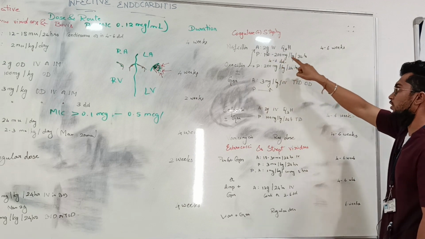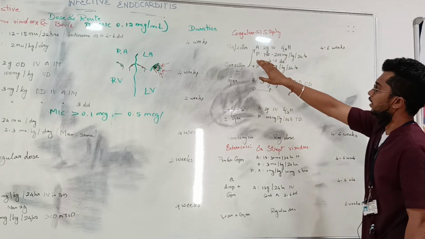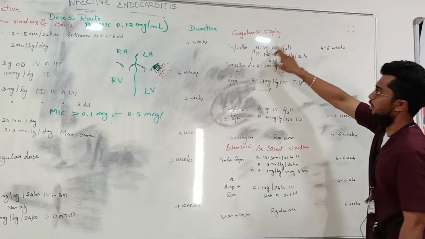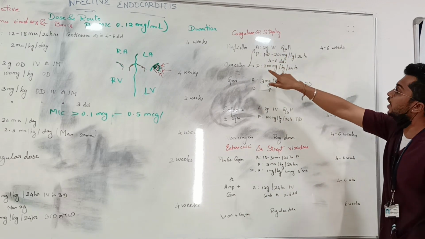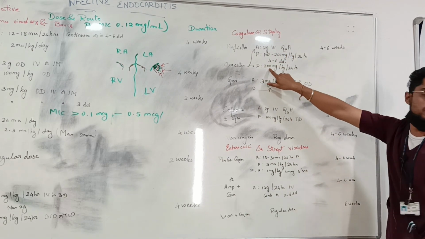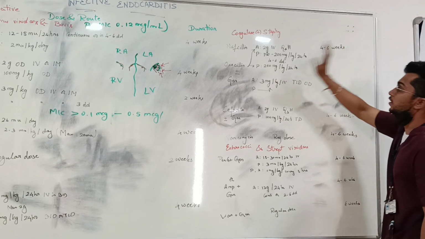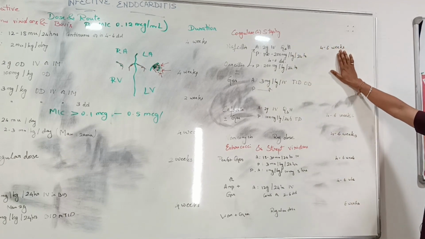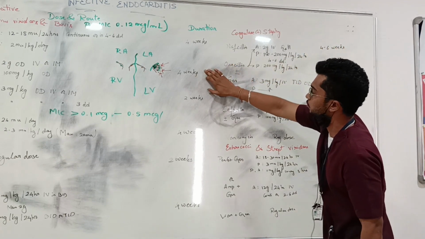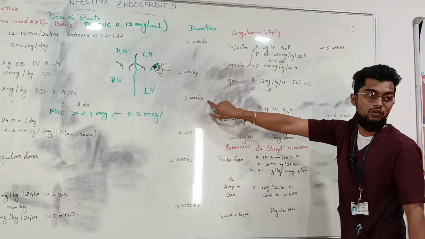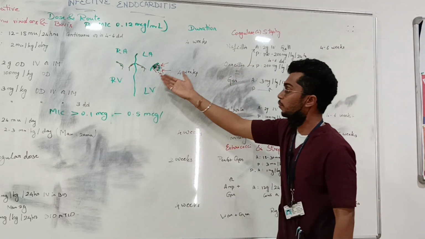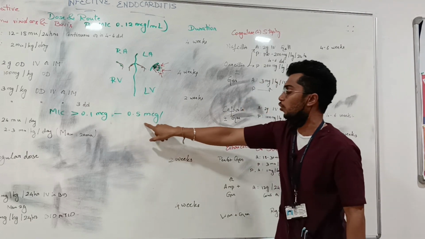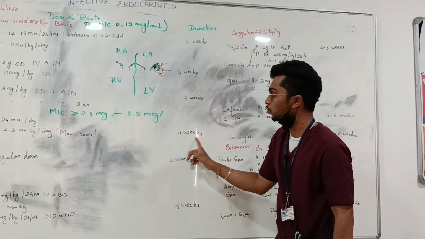For pediatrics 150 to 200. And oxacillin is also the same dose, 2 grams, but pediatrics should be given 200 mg per kg per 24 hours. And the duration of the treatment is 4 to 6 weeks. Here the duration is 4 weeks. Gentamicin should be continued for 2 weeks. And if the MIC is high, like 0.1, 0.5, then it should be continued for 4 weeks actually.